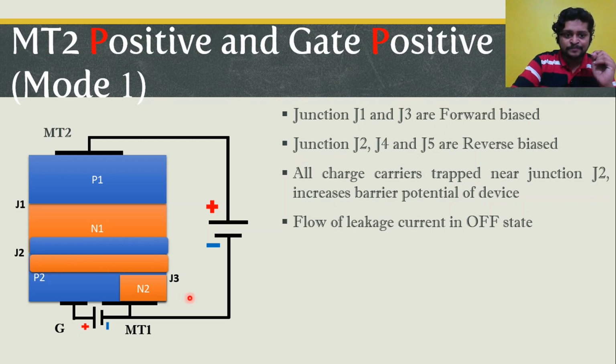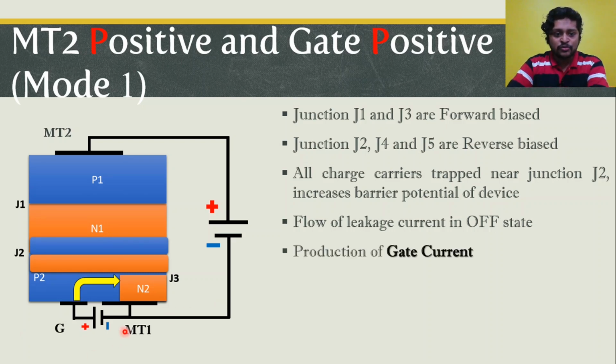Now, as the gate is connected to the positive potential of the battery with respect to MT1, there will be an establishment of gate current from positive through the gate, through P2, through N2, through MT1, through negative, where it is grounded. Because of that, it injects charge carriers directly into junction J2. And as the charge carriers are directly injected in junction J2, it reduces its barrier potential. As the barrier potential of junction J2 decreases, suddenly the avalanche breakdown of junction J2 will take place.